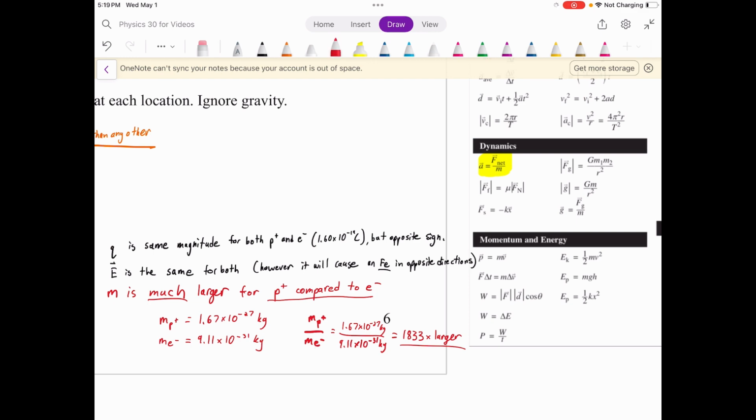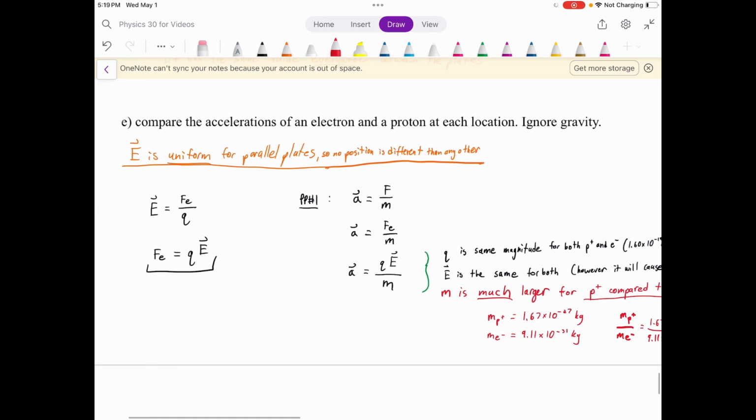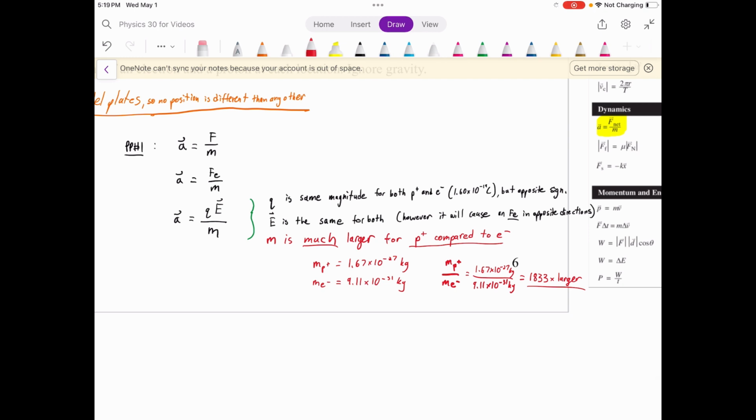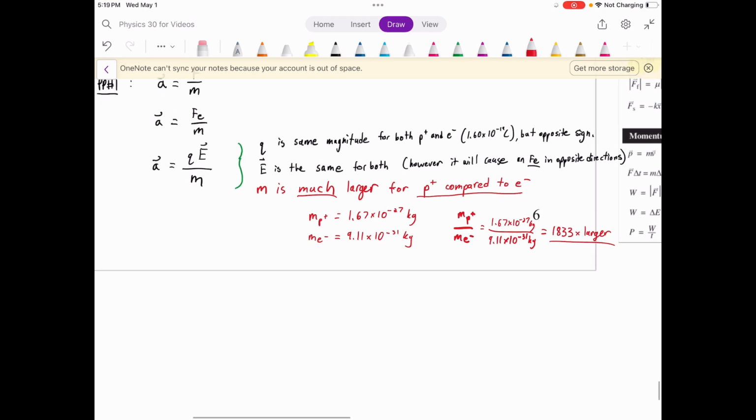So, right, we've established that they feel the same force because they have the same charge and they're in the same electric field. But does the same force have to mean the same acceleration? Absolutely not, right? If you push something that's 1 kilogram with a certain force, and then with the same force you push something that is 1,833 kilograms, which of those two objects is going to change its motion more, right? The smaller mass. It's much easier to change the motion to accelerate a smaller mass than a larger mass. That's just Newton's second law at work.